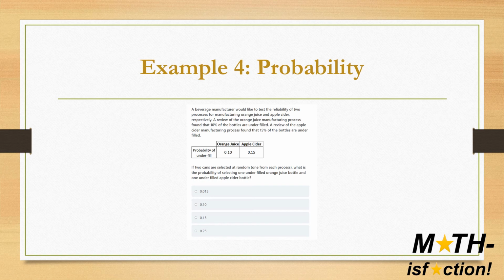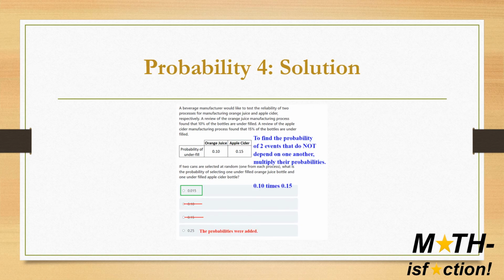Here is the final example for probability. Now with this problem, to find the probability of 2 events that do not depend on one another, you multiply the probabilities to get your result. 0.1 times 0.15.